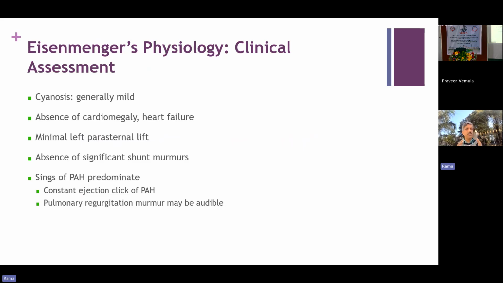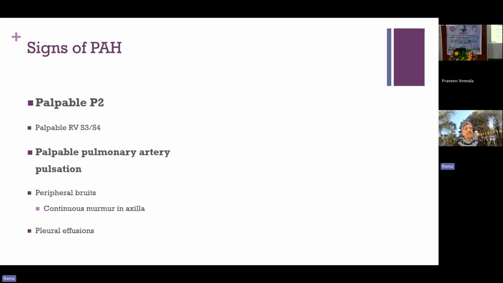So coming to the clinical features, cyanosis is generally mild. There is no cardiomegaly, there is no heart failure, minimal left parasternal heave, absence of significant shunt murmurs, and signs of PH prominent. Constant ejection clicks of PH and pulmonary regurgitant murmur may be audible. So what are the signs of PH that we are looking at? Palpable P2, palpable RV S3 S4, palpable pulmonary artery pulsation, the characteristic percussion note. The peripheral bruits may be found, continuous murmur in the axilla, and pleural effusion may be found.